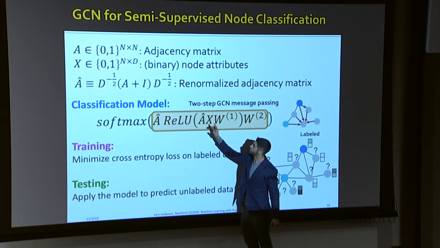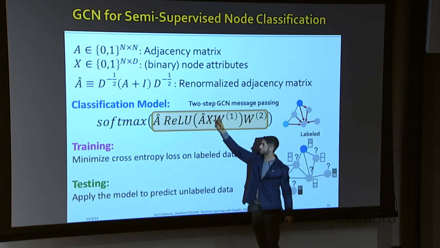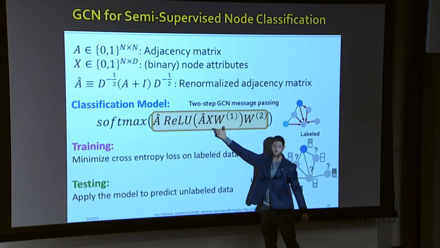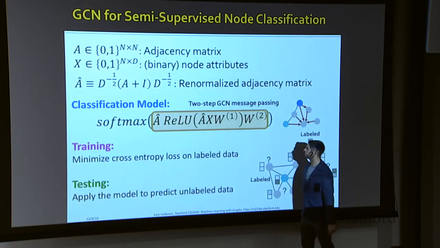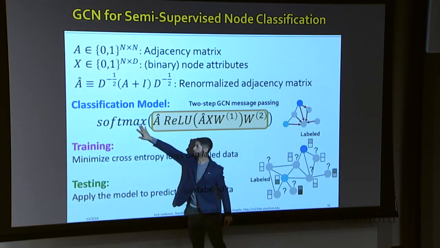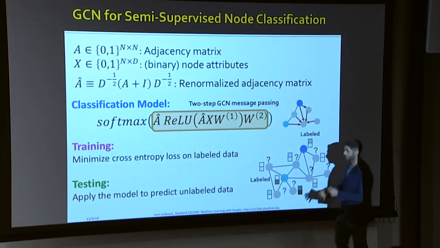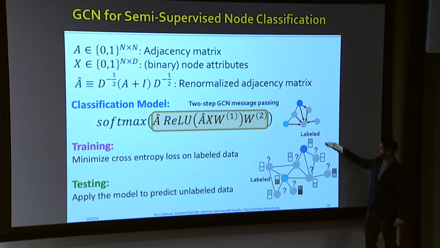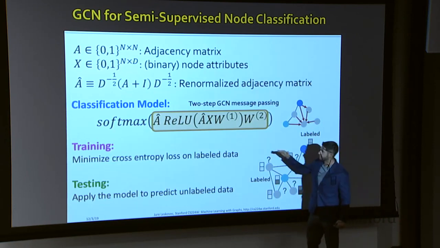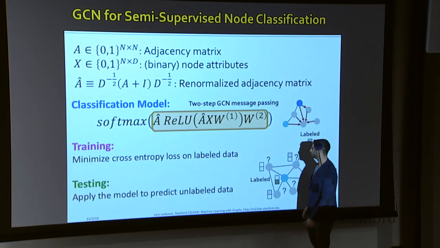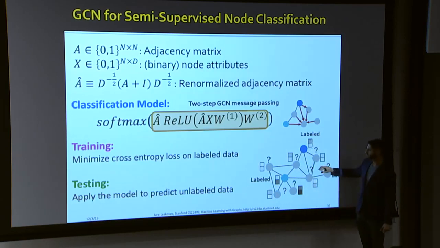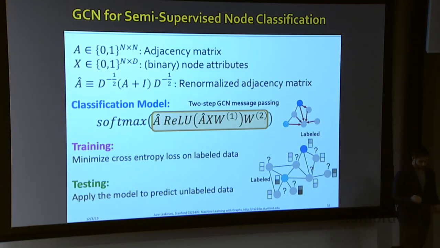You remember, it's just a linear combination. So we take the renormalized adjacency matrix, we take all the node attributes, and then this is the weight matrix that we're learning. So this is our first step, and this is our second step of aggregation. And then we take a softmax basically to obtain a probability distribution of each label for all our nodes. We do the training, minimizing the cross-entropy loss on the label data, and then in testing, we apply our model to predict all the missing labels in our graph. Okay, so this is how we perform semi-supervised classification with a GCN on our graph.